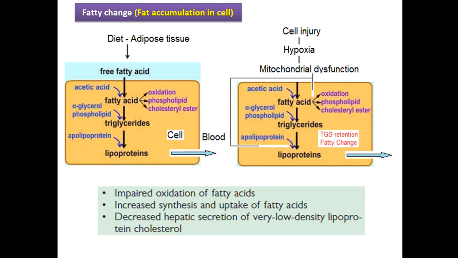Here the oxidation of fatty acids is decreased. There is increased synthesis and uptake of fatty acids, and particularly decreased hepatic secretion of VLDL out of the cell. So what will happen? The triglycerides will accumulate inside the cells, and this we know as the fatty change, or abnormal fat accumulation in the cell.